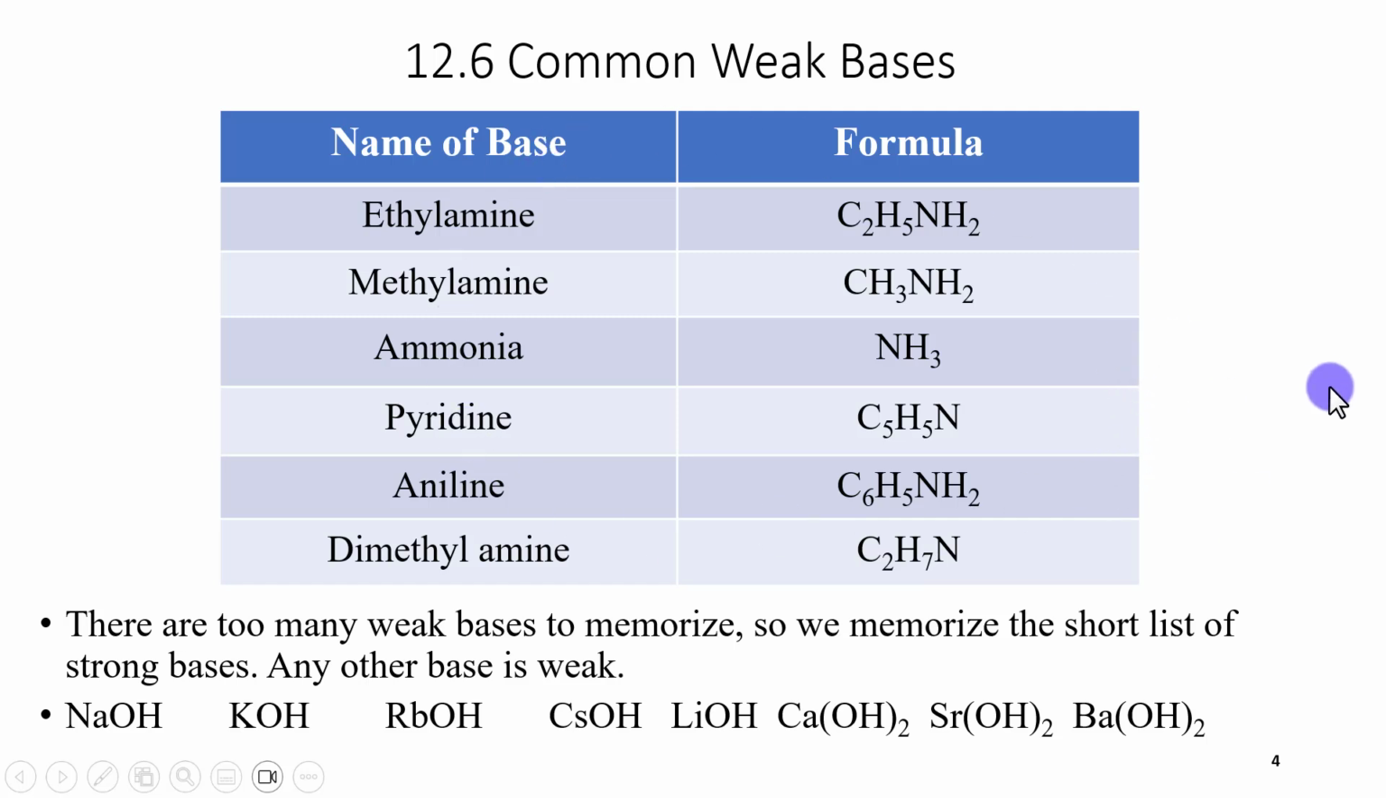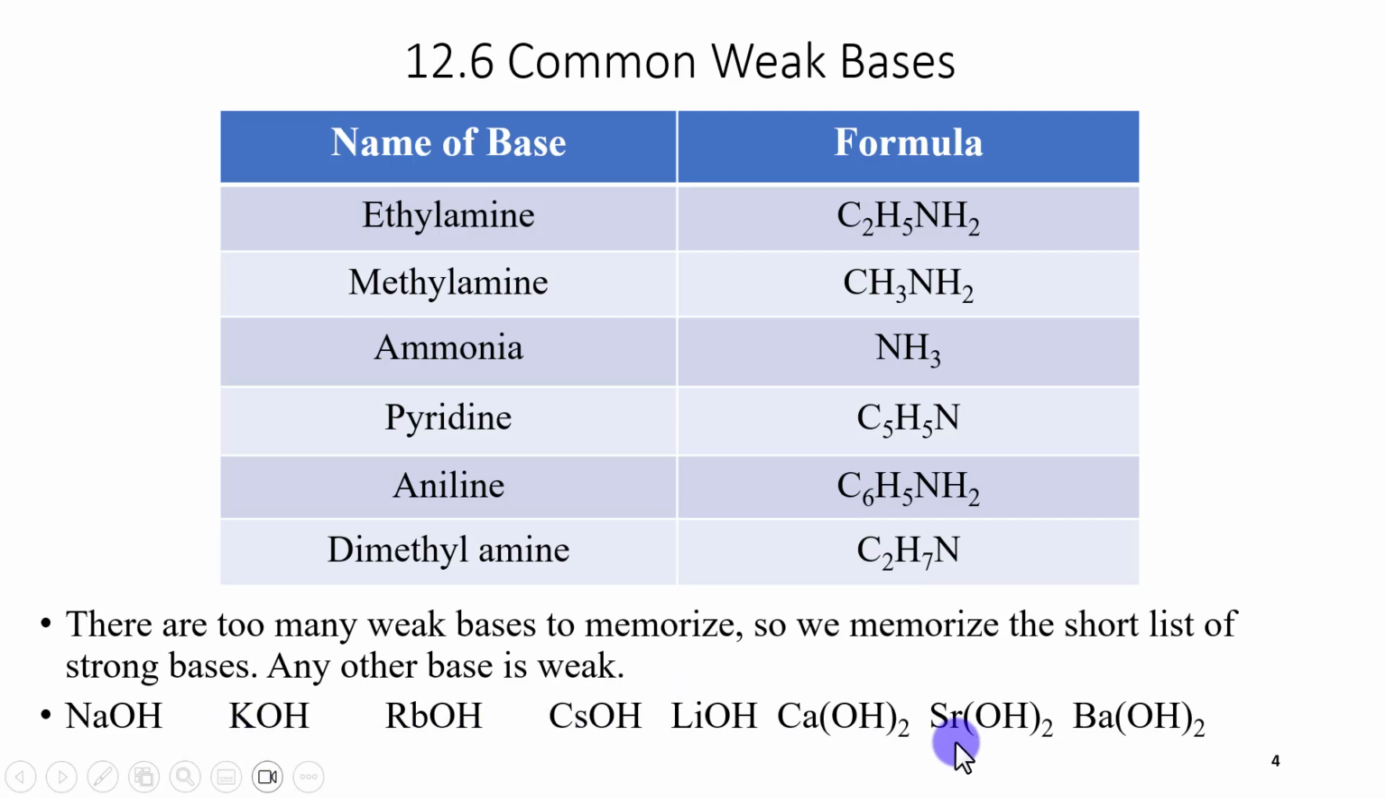Here's a list of some common weak bases as well. Ethylamine, here's the formula, methylamine, CH3NH2, ammonia, we just mentioned, NH3, pyridine, this is a base in our DNA, aniline, dimethylamine, so all of these are amines and they're weak bases. Once again, there's a lot of weak bases to memorize.